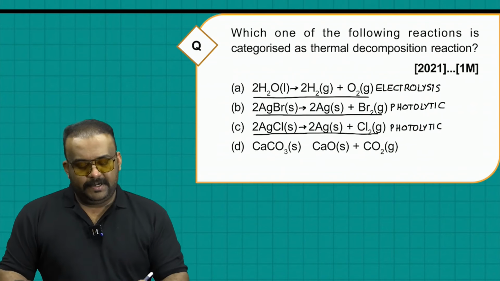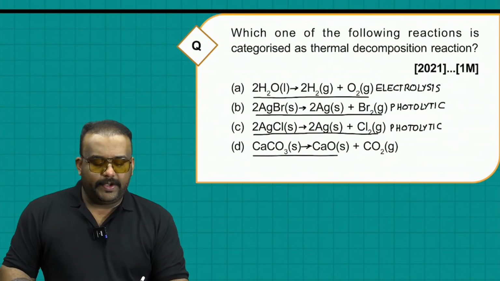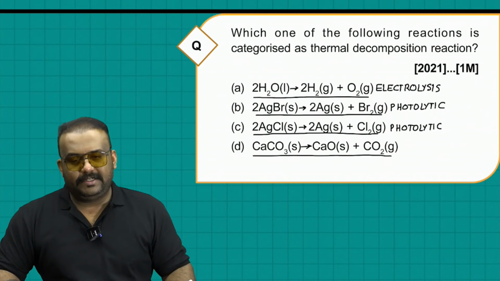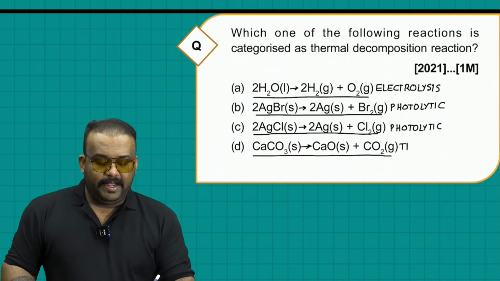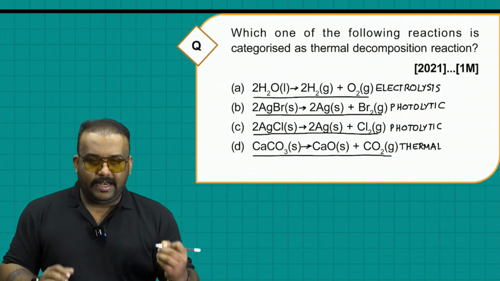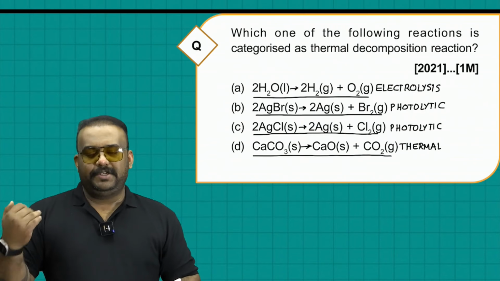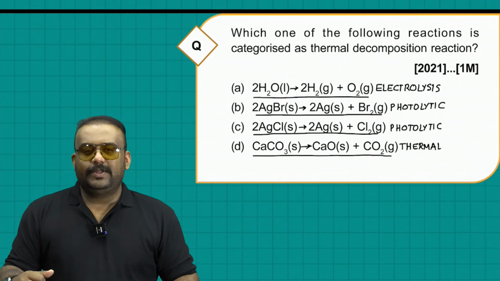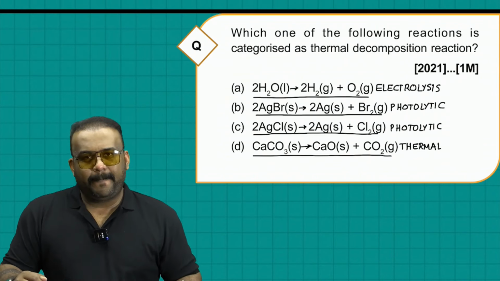Now look at the last option. It is limestone, calcium carbonate decomposing into quicklime and carbon dioxide, or calcium oxide and carbon dioxide. This is an example for thermal decomposition, because when we take limestone and start heating it, then it decomposes into calcium oxide and carbon dioxide. So this is an example for a thermal decomposition reaction.